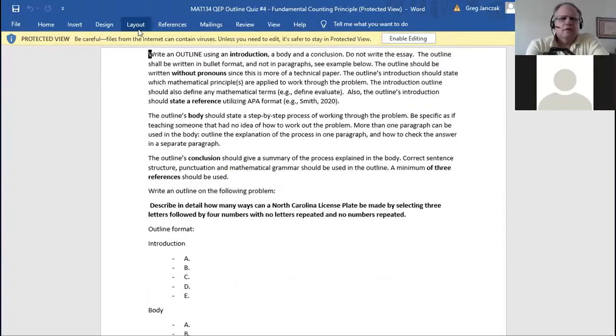And okay, so basically this is an outline, just like you did with, I believe it was outline number 2. Or no, that was maybe 3, whichever one, the last outline we did. And it's the same thing. You're just going to write the outline for introduction, body, and a conclusion.